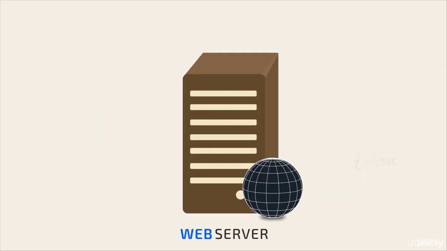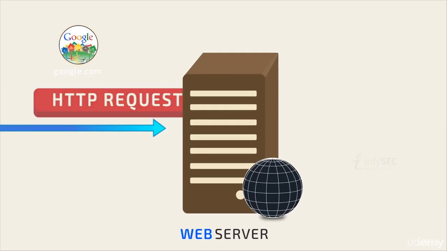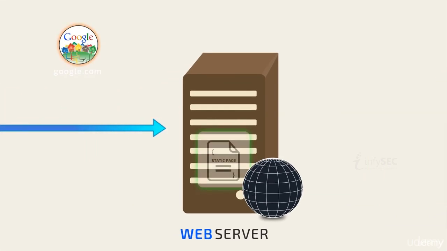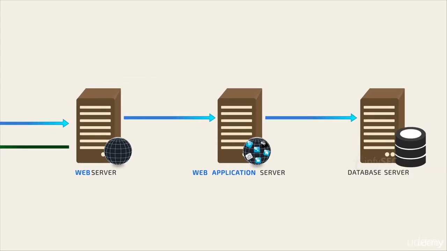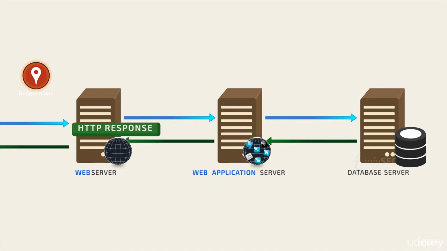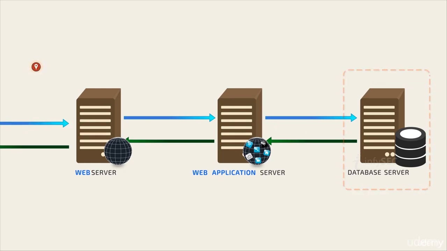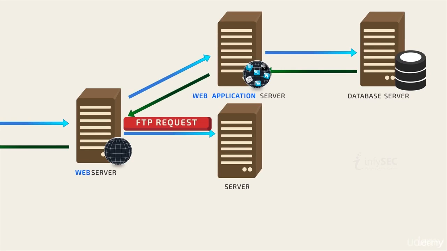In this case, our request www.google.com is for a static web page from google.com. The request for this static web page is handled by a web server. Suppose the request is for a location on Google Maps, it will be processed by the web application server to fetch the corresponding result from the database, which is managed by the database server. When the request is for fetching a file from a server, it is handled by a file server.